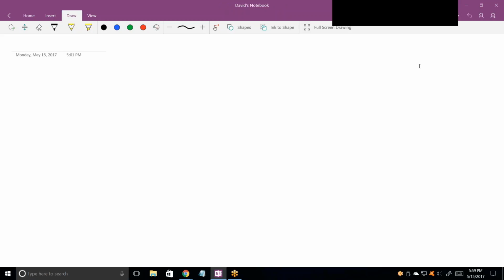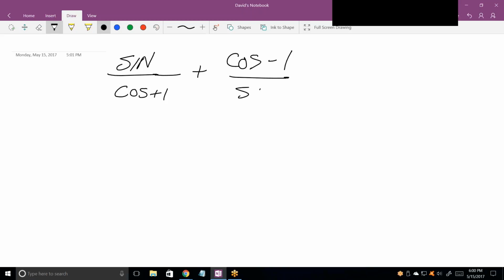So the first one is a trig identities problem. Okay. It's sine over cosine plus 1, like that? Yeah. Plus cosine minus 1 over sine, all equals 0. Okay.